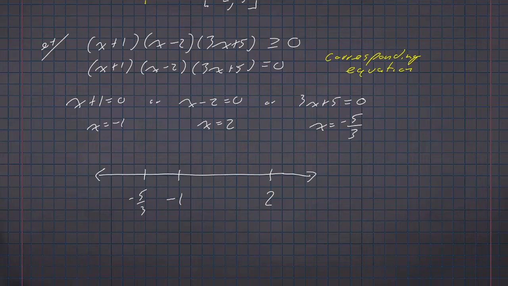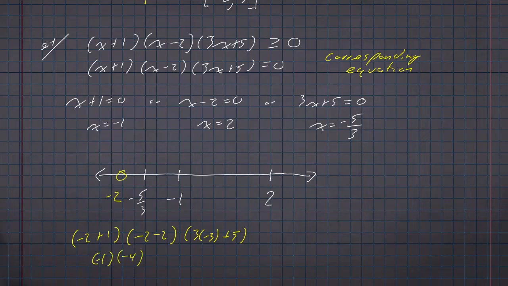So if I pick any value over here to the left of -5/3, for example, -2, and I plug -2 into my equation or my inequality, let's go all the way back to the inequality. So we will have -2 plus 1 times -2 minus 2 times 3 times -2 plus 5. Right? -2 plus 1 is -1. -2 minus 2 is -4. 3 times, sorry.